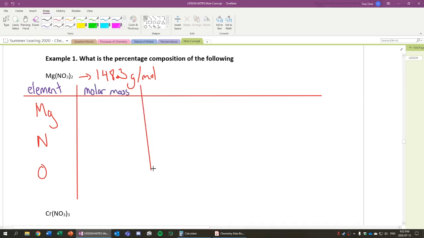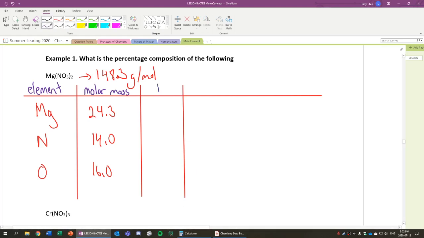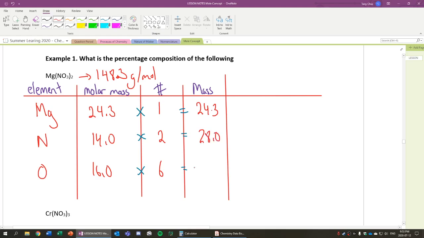Okay, the molar mass of magnesium is 24.3, nitrogen is 14.0 and oxygen is 16.0. The next column is the number of each element. How many of each element do I have? Well, I have 1 magnesium, 2 nitrogen, and 6 oxygens. The next column is the mass of each element, which means it's the multiple. You take these two and multiply them. So what we have here is 24.3, 28, and in this case, this last one is 96.0.